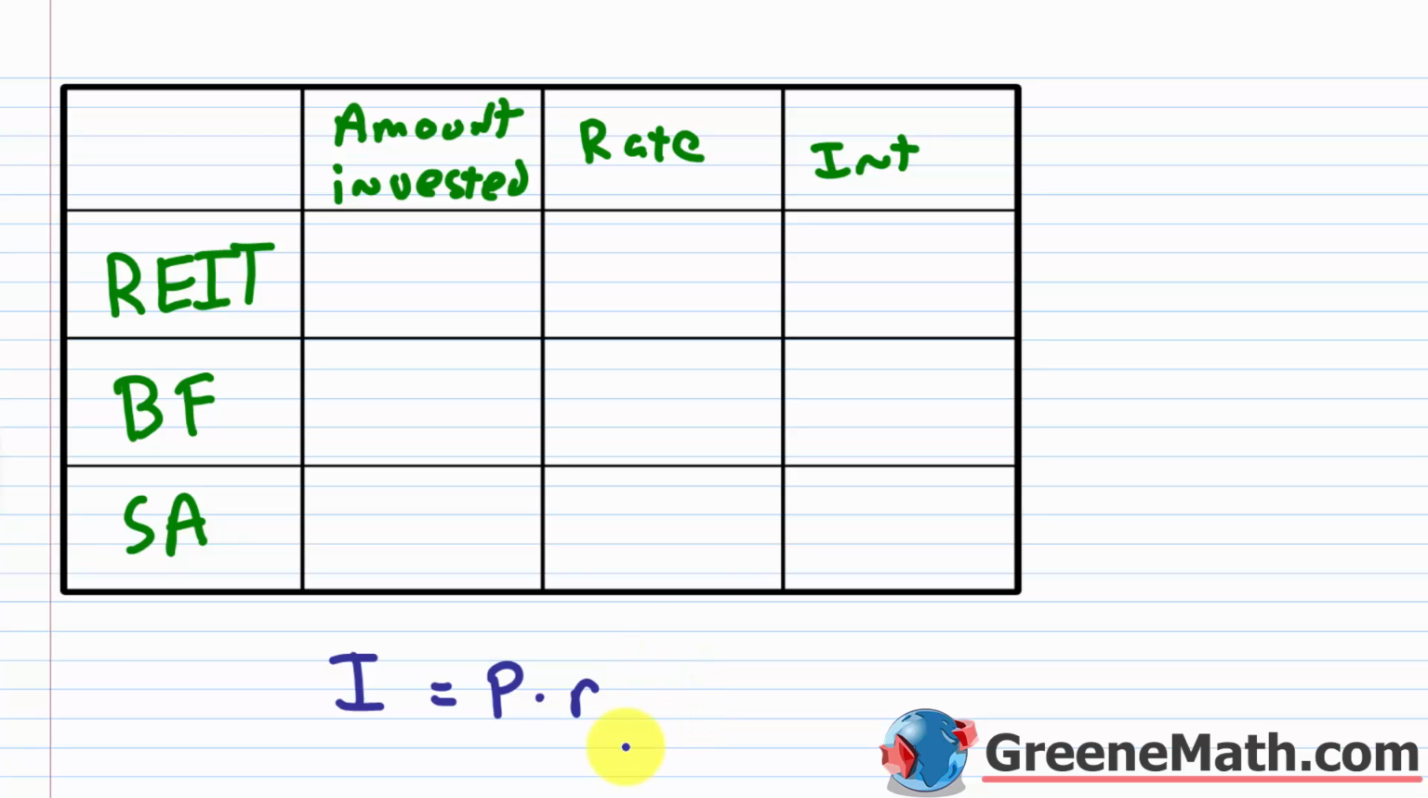And you could say that the interest earned, which is this column right here, is going to be equal to the product of these 2: the amount invested, or the principal, multiplied by the rate as a decimal. Okay, so let's erase this real quick and let's see if we can get this information.